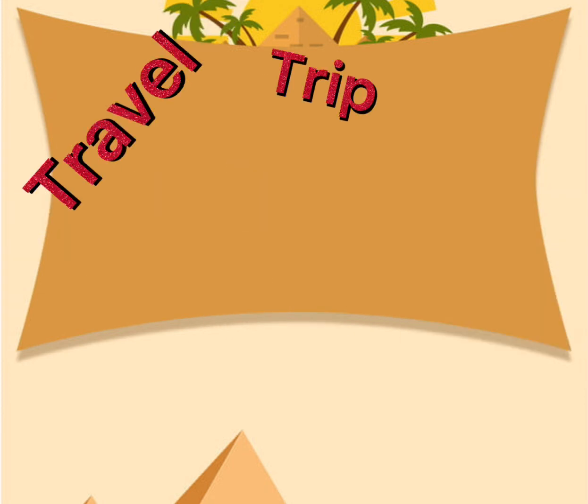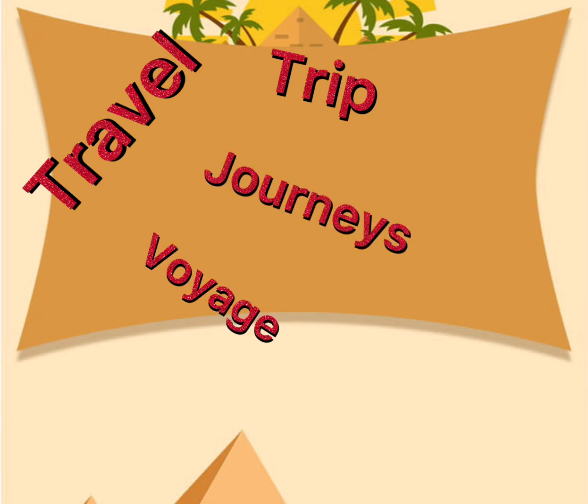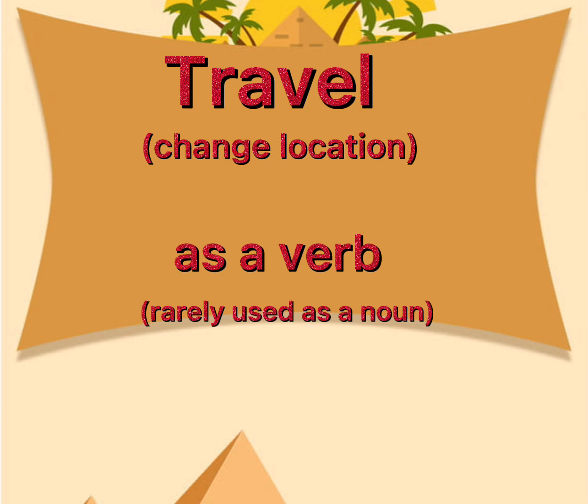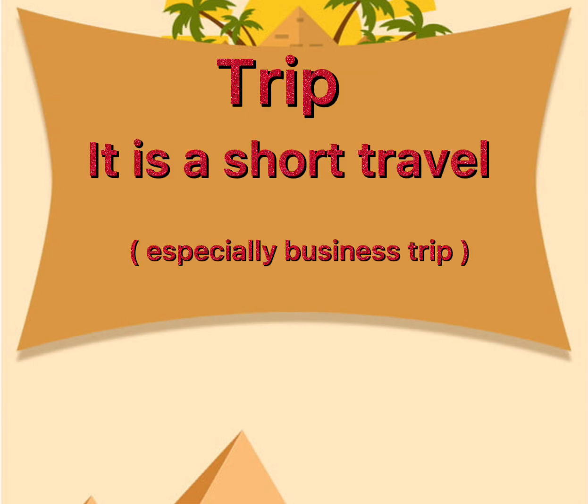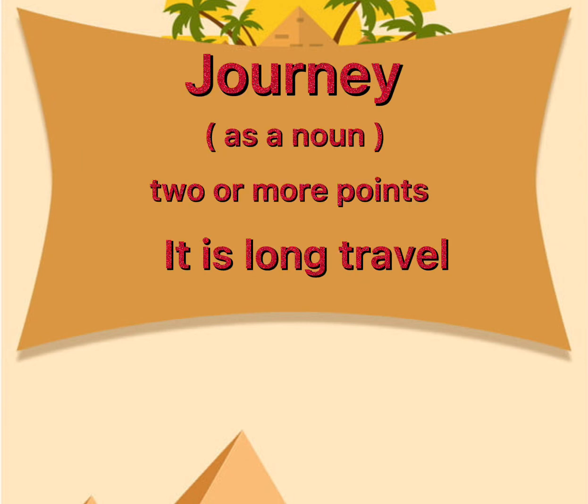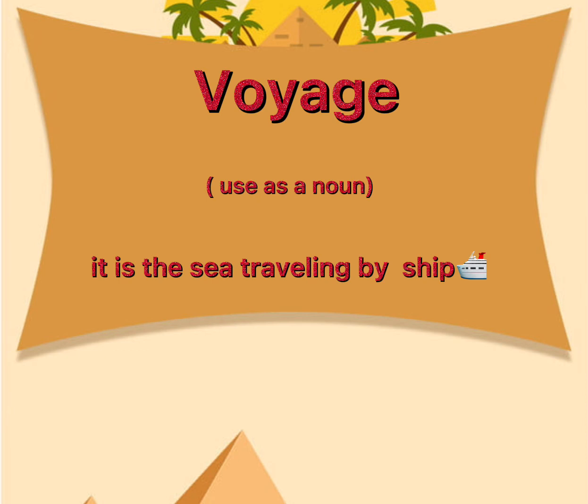Travel has different types, for example, trip, journey, and voyage. What is the difference between them? Travel means to change location, and we use it as a verb. We rarely use it as a noun. What about trip? A trip is a short travel, especially used as a business trip. Journey we use as a noun. It means that you travel from one place to another. It's a long travel. Voyage you should use as a noun. Rarely use it as a verb. It means that you travel by ship or by plane.